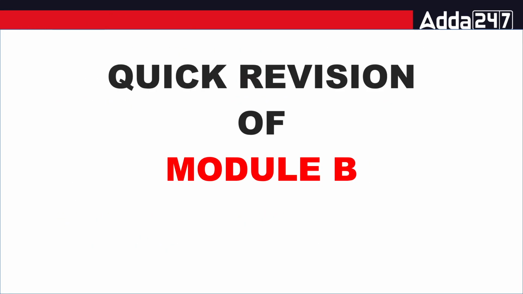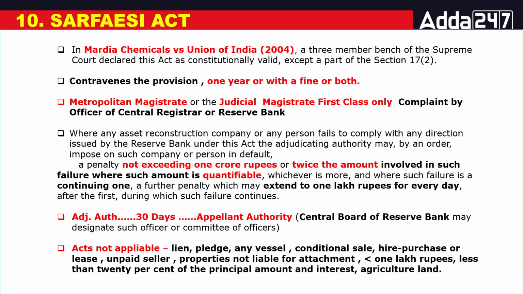Then it's the SARFAESI Act. So the SARFAESI Act, again, when this act came into picture, it was the Mardia Chemicals versus Union of India case in which it was held that this act is totally valid, except Section 17 clause 2, in which it was said that 75% amount must be paid. So this is removed. If anyone contravenes the provision, 1 year is the punishment, or fine, or both. A Metropolitan Magistrate and Judicial Magistrate of first class can also take cognizance of the case if the complaint is filed by an Officer of the Central Registrar or an Officer of the Reserve Bank.